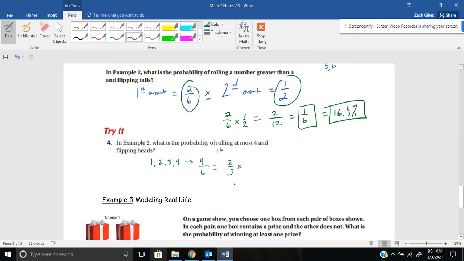And we need to multiply that by our second event, flipping heads, which is 1 out of 2. So when we do that, 2 times 1 is 2, 3 times 2 is 6, so 2 out of 6 is the same as 1/3, or a 33% chance. All right.